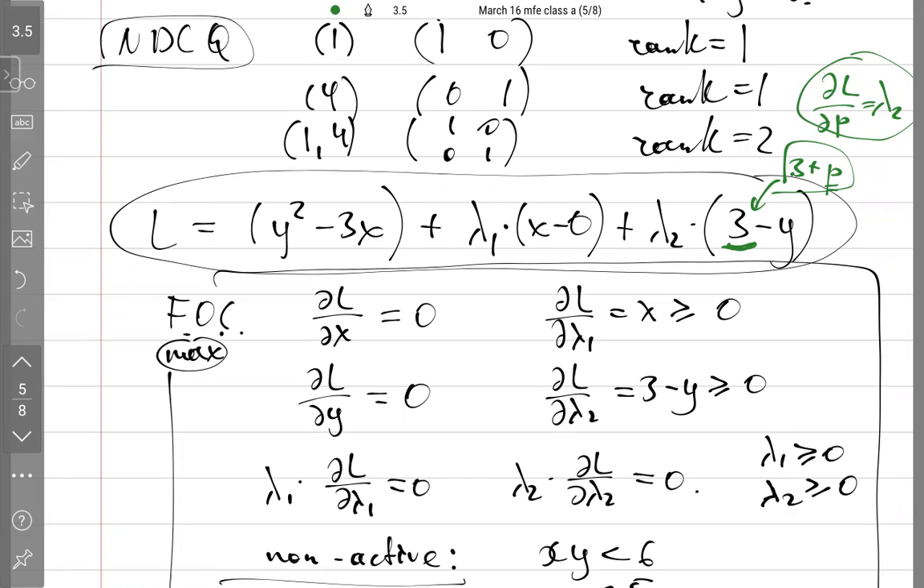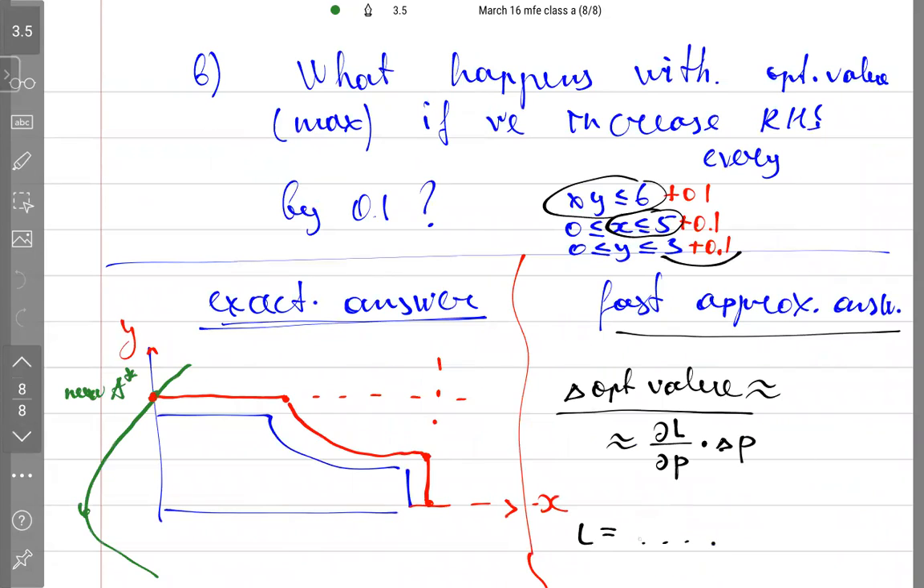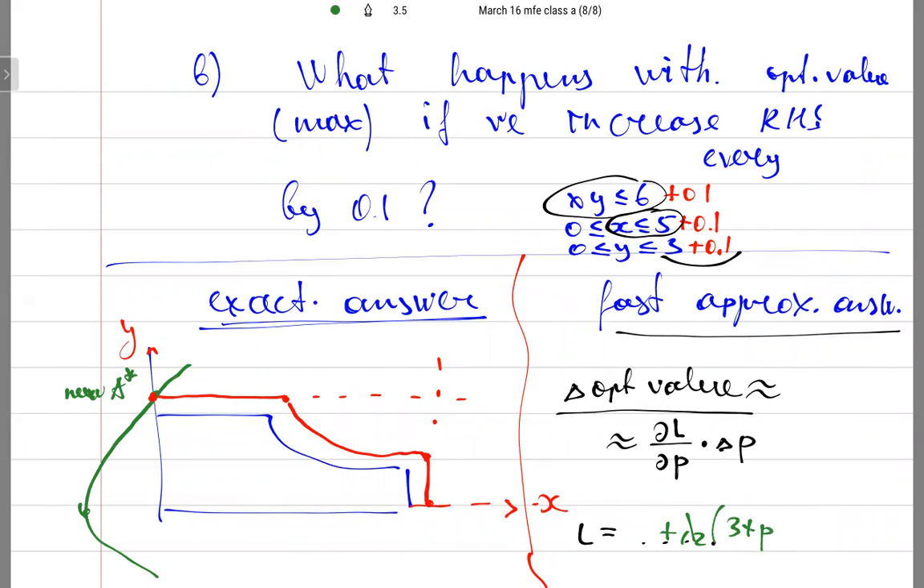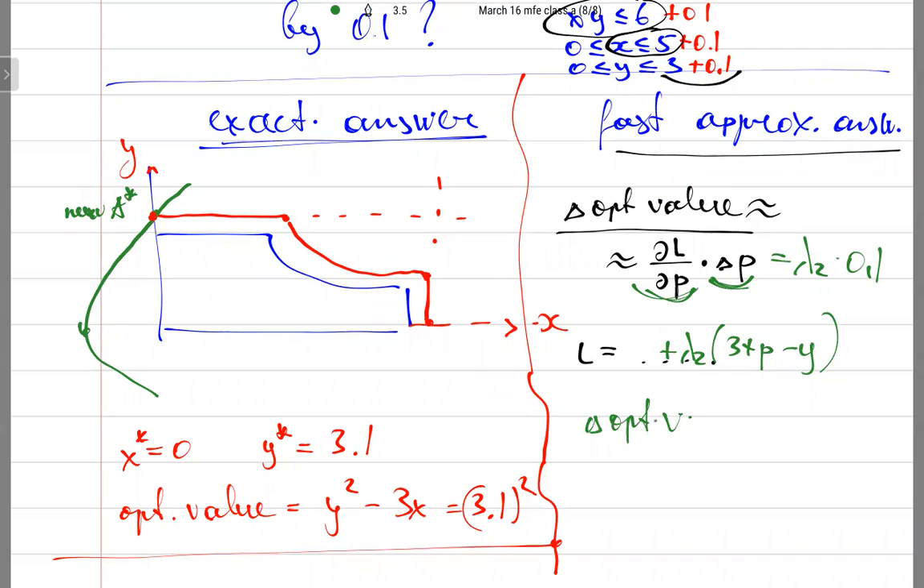Okay, everything's clear. Then the approximate answer in my case, because I have lambda 2 times 3 plus p minus y, dL with respect to my parameter is just lambda 2, and my delta parameter was 0.1. So my approximate delta of optimal value is approximately lambda 2 times 0.1. I have copied somewhere that lambda 2 was 6. So 6 times 0.1, and it's 0.6.